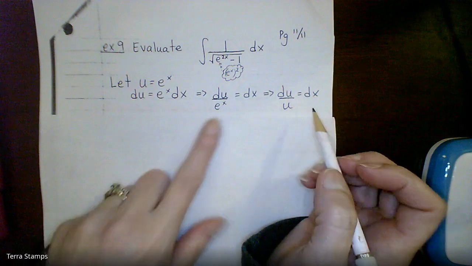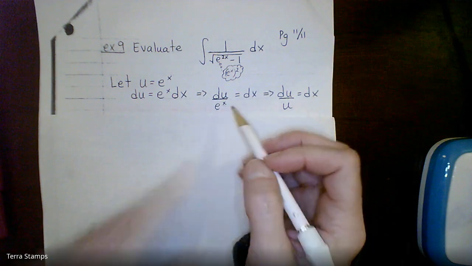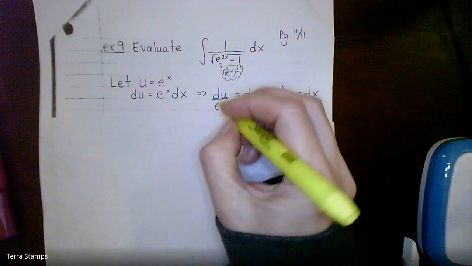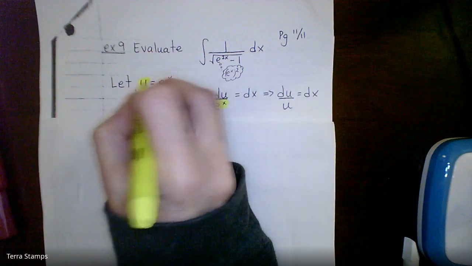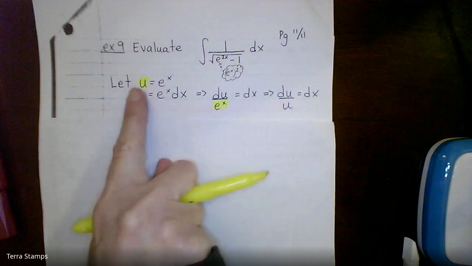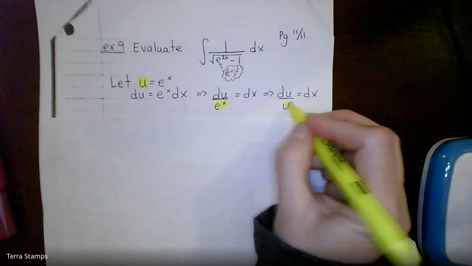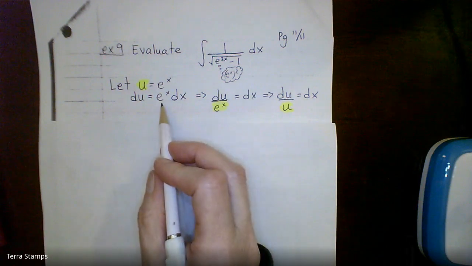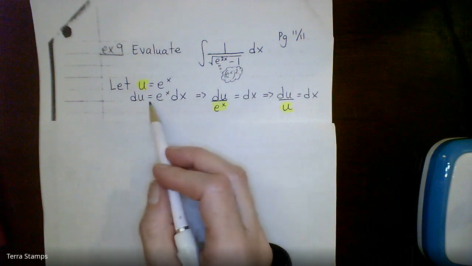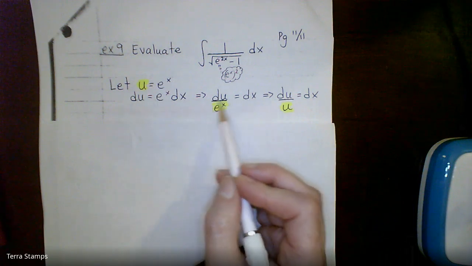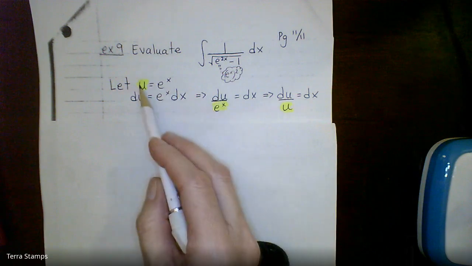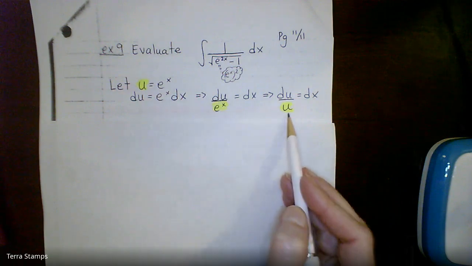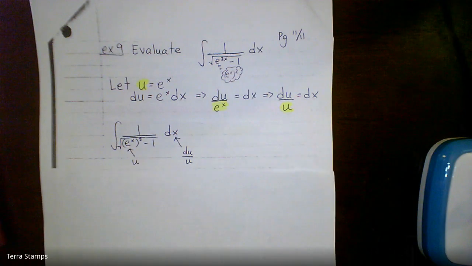But that's because this e to the x right here, I replaced with that u right there because u is e to the x. So that extra e to the x that I did not have for my du, I divided both sides by e to the x and said, hey, you know what? I can replace this, get rid of that x, and still keep a u in there. So here's what this ends up being.